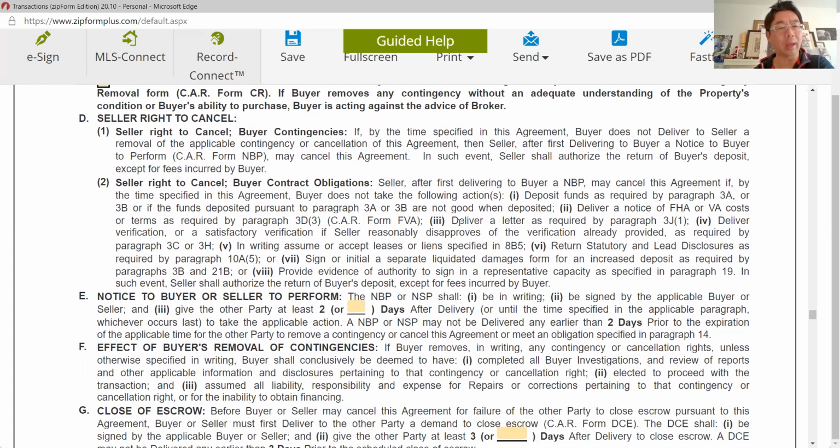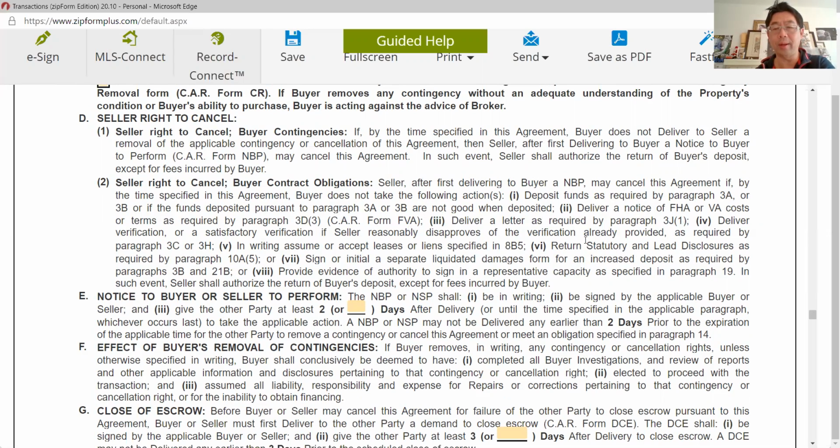contract. If by the time specified in the agreement, buyer does not take the following action, deposit funds, which we need to do within 3 days for 3%, or the fund deposit pursuant to 3B. We need to do it within 3 days. That's basically what we need to understand, okay? And deliver later, this is all just the beginning of that.